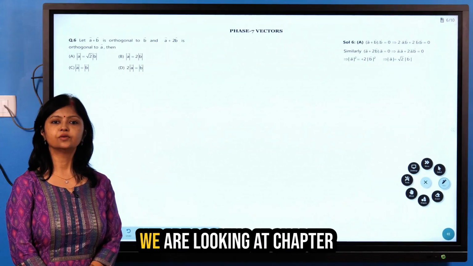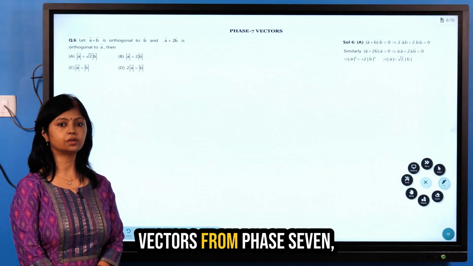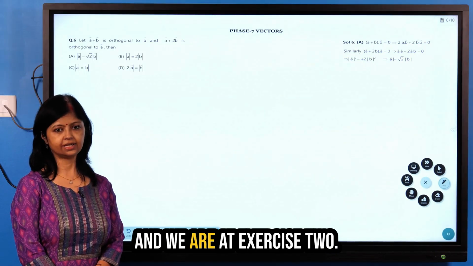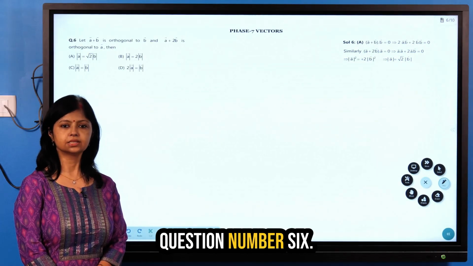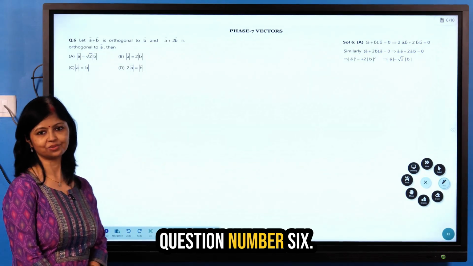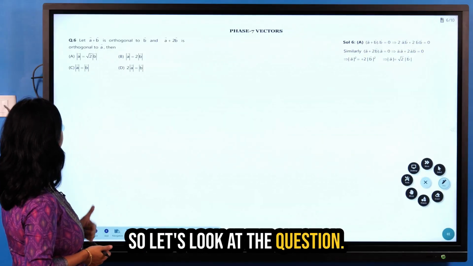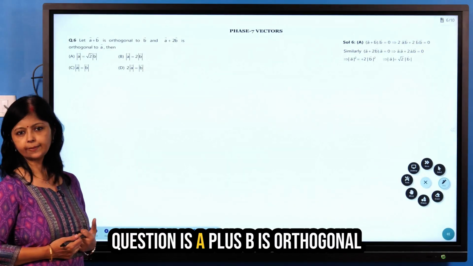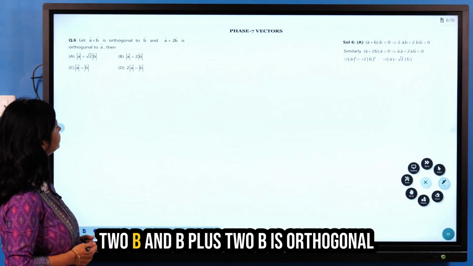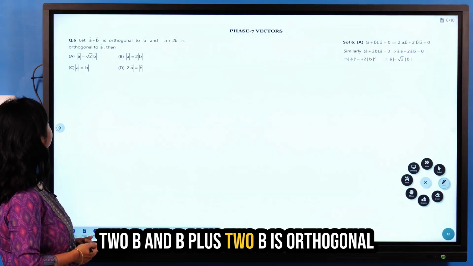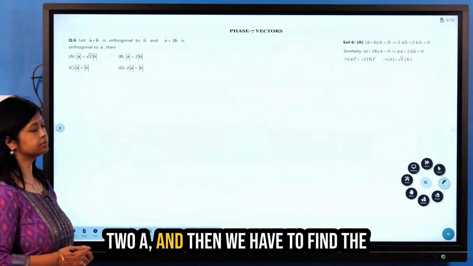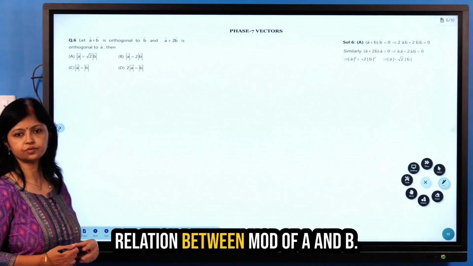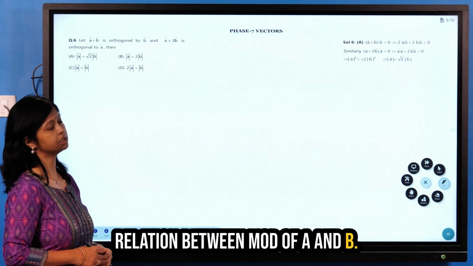Hello everyone. We are looking at chapter vectors from phase 7 and we are at exercise 2, question number 6. Let's look at the question. The question is: a plus b is orthogonal to b, and a plus 2b is orthogonal to a, and we have to find the relation between mod of a and mod of b.